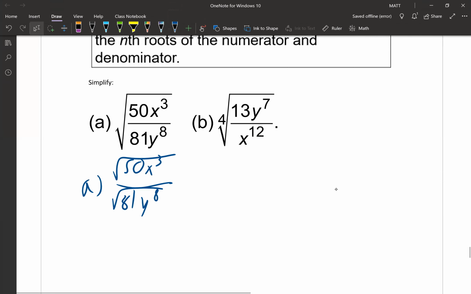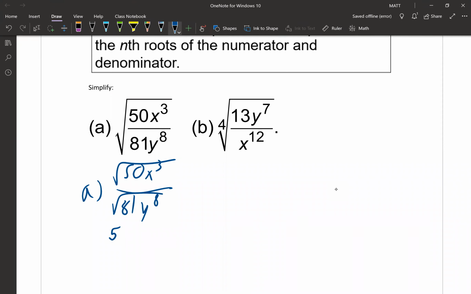Okay. So now that I've done that, what I can do is I can just take the square root of the top, right? So the square root of 50, well, I know that's 25 times 2, right? And the square root of 25 is 5. So on the top we get 5. X to the 3rd square rooted is what? X. We can split this into what? X squared and x. So we'll take the square root of x squared, which is just x. That's where I got that from. And then we have the square root of, we still have a 2 left over and an x, right?